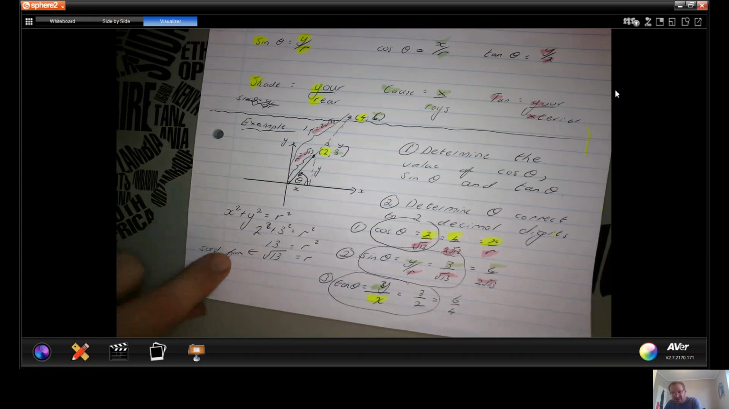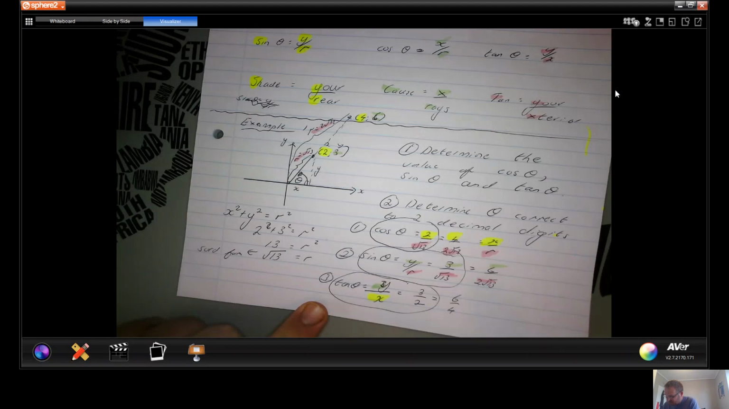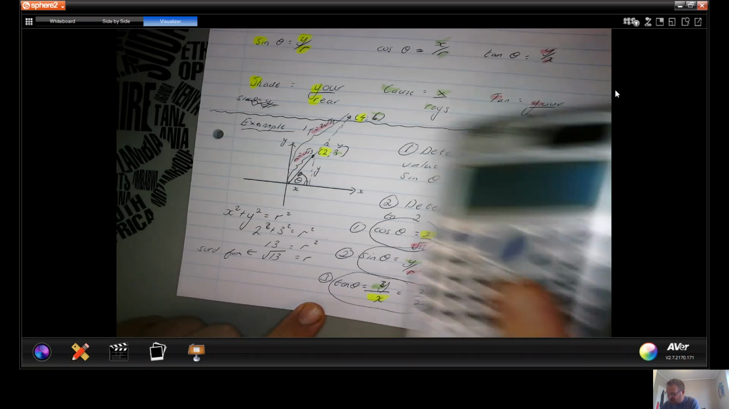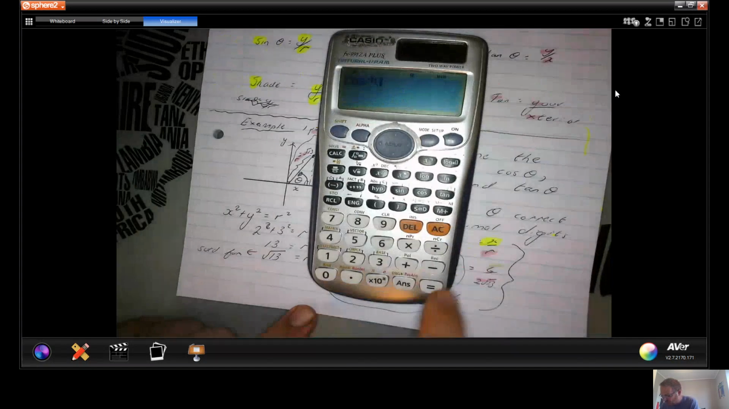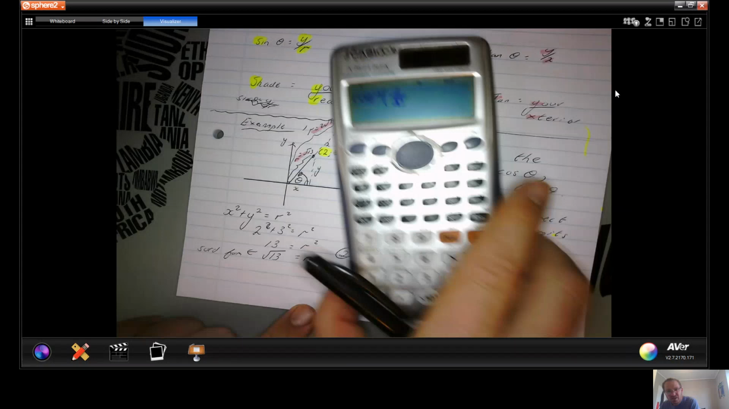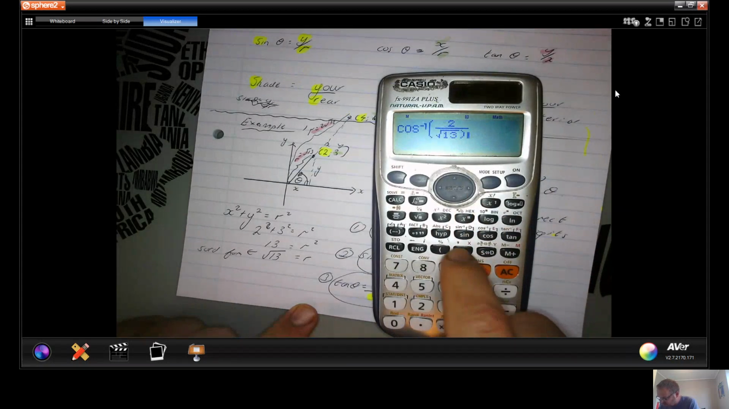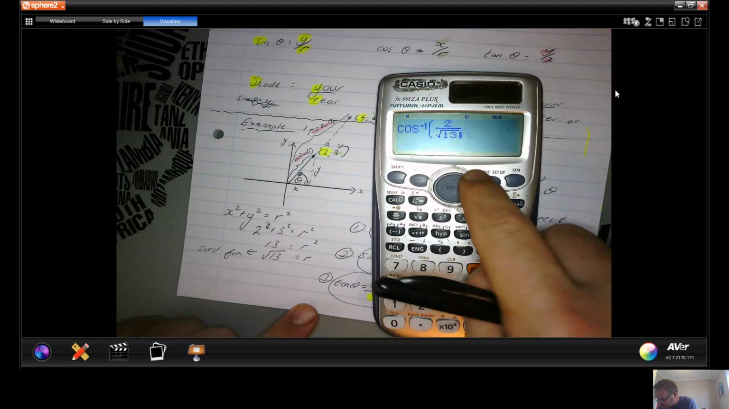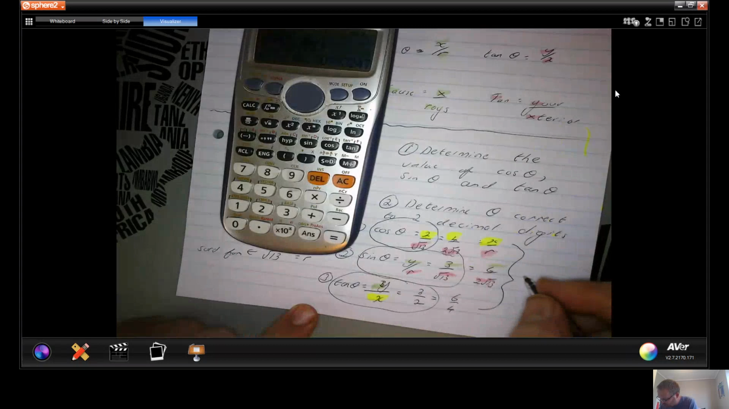The last question says, go find the angle. Determine angle theta correct to 2 decimal digits. I can use any one of these. I could use the fact that cos theta is equal to 2 over root 13. How would I find the angle? I'd go shift cos to the negative 1 of 2 over root 13, and you get 56,31 degrees.